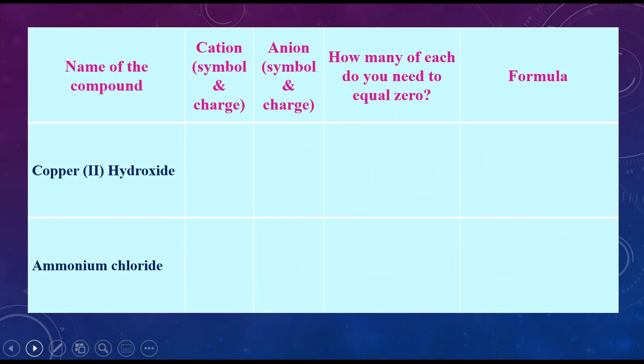Copper 2 hydroxide. So what's the charge on the copper? Cu2 plus, because the Roman numeral tells us. We look on our list. What's hydroxide? OH minus. Good. Now, how many of each do we need to make it add up to 0? We need 1 of our copper, 2 plus, and we need 2 of our OH hydroxides.